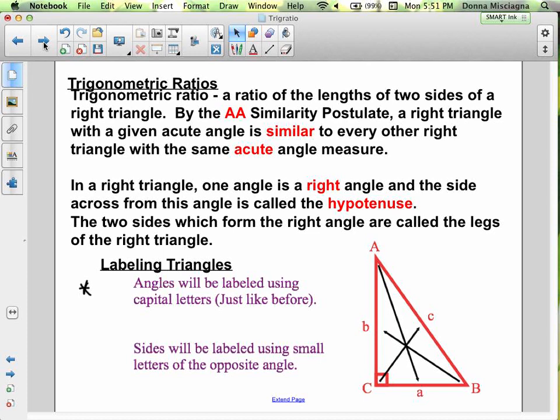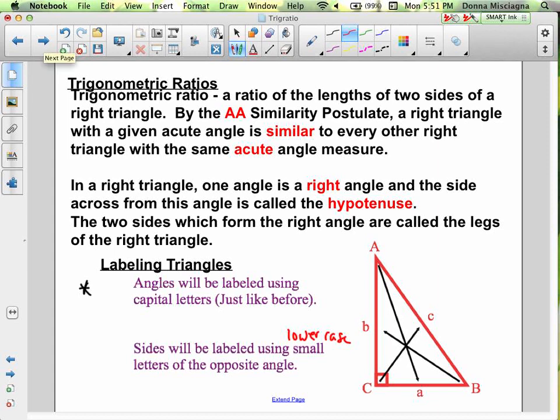Right? So, first of all, labeling the sides and angles of triangles. Angles are going to be labeled using capital letters, just like before. Nothing new about that. But we're not going to use two letters to label sides. We want to have just one letter, because that letter is going to be a variable. And we don't want just any variable, we want a very specific variable. So very important, the sides will be labeled using small letters, right, lowercase. So when we say small letters, we don't mean little capital letters, we mean lowercase.